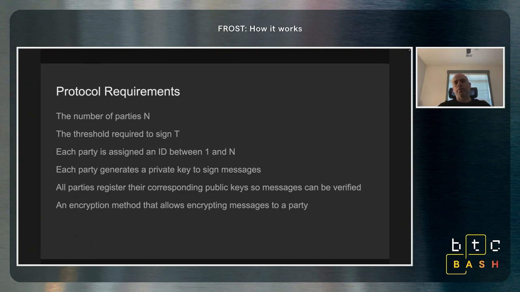Each party also generates a private key. Now, this is kind of orthogonal to the protocol itself, how we choose to sign messages, but we're going to have to send messages from different protocol participants to others, and we need to be able to verify that these messages came from the people who they're supposedly coming from. In order to verify this, we also have to register the corresponding public keys to our private key so that we can do these verifications. We also need some kind of encryption method because some of the protocol elements require that we send things privately between one party and another. Again, this is orthogonal to Frost itself, but it's necessary in order to run Frost correctly.